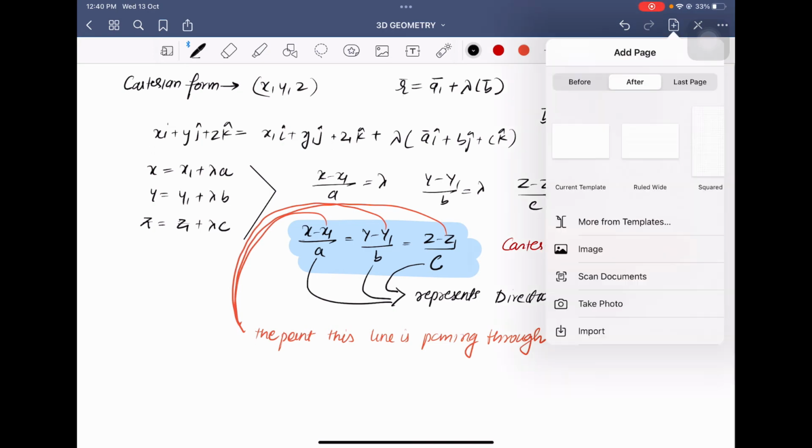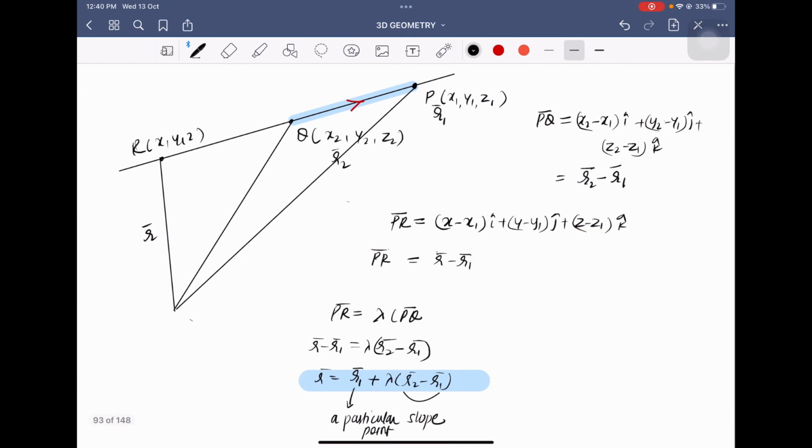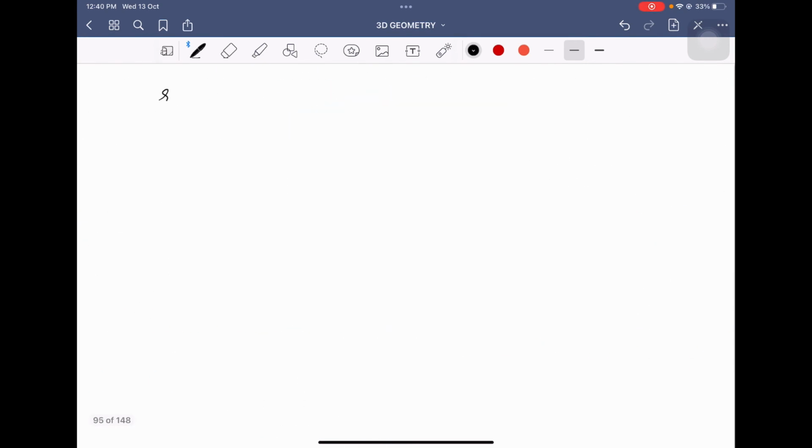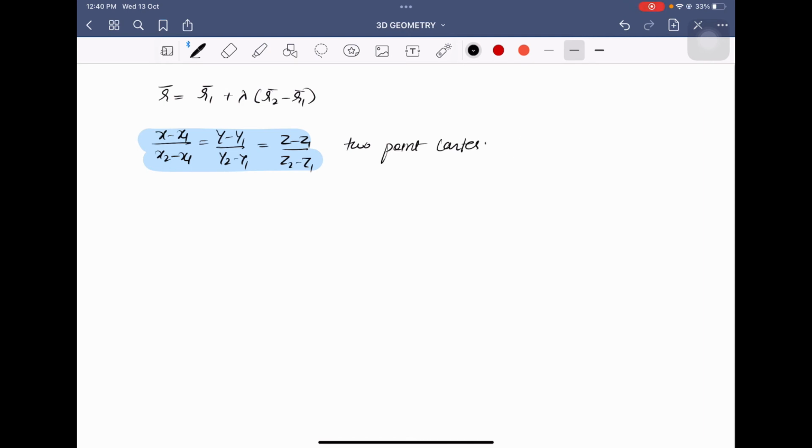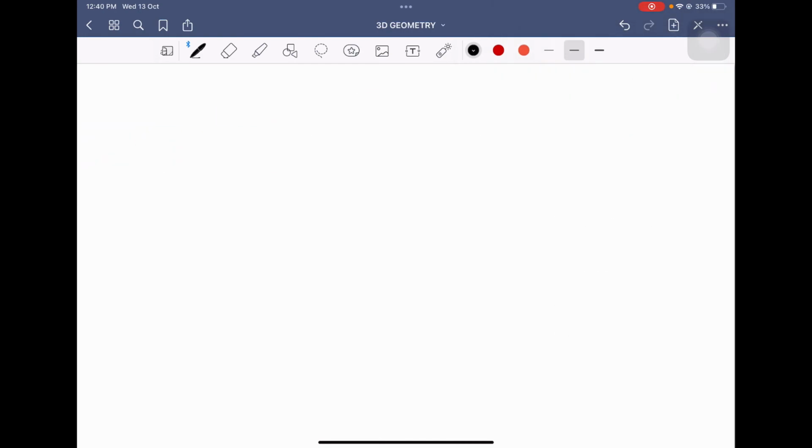Now let's write the Cartesian representation of the second form of the line. R equals R1 plus lambda times (R2 minus R1). So we can simply write (x − x1)/(x2 − x1) = (y − y1)/(y2 − y1) = (z − z1)/(z2 − z1). This is again the Cartesian form of the line when two points are given, the two-point Cartesian form. This is the equation of the line which we have been seeing.